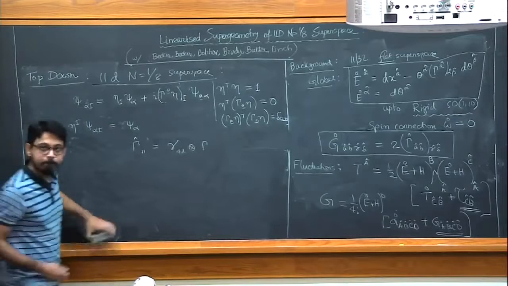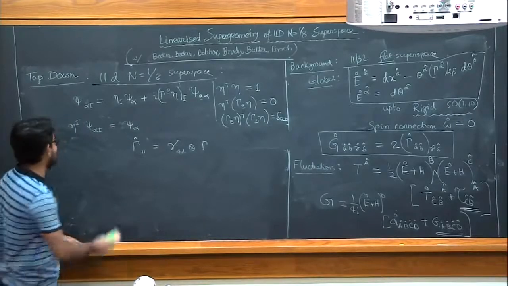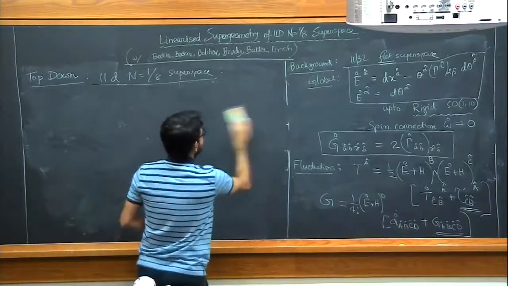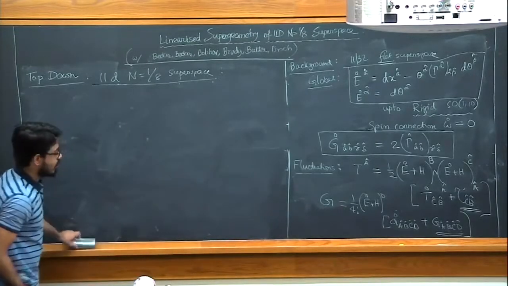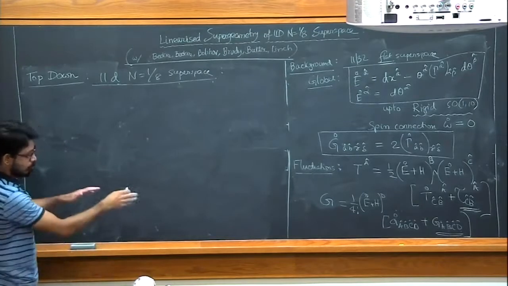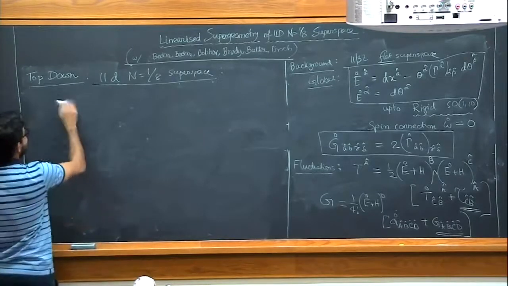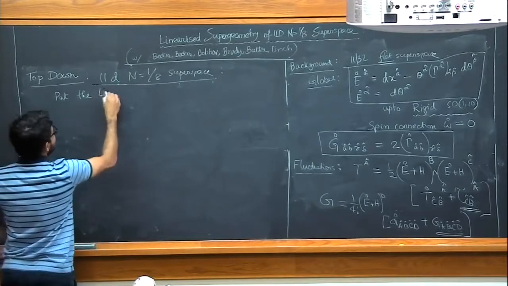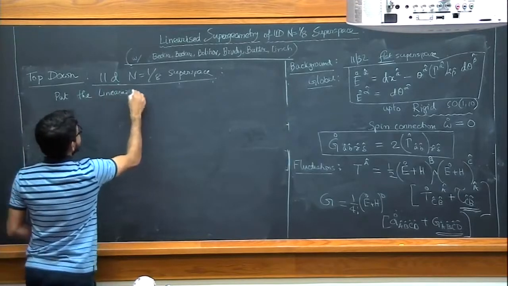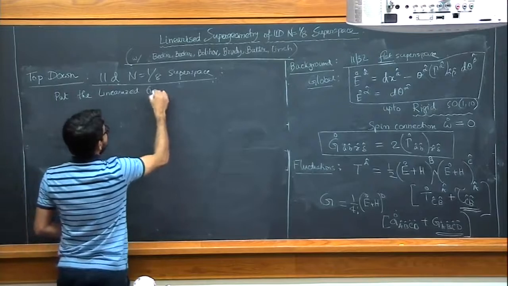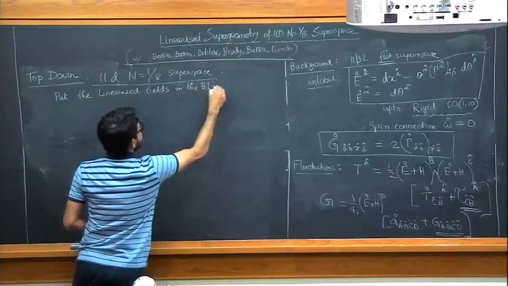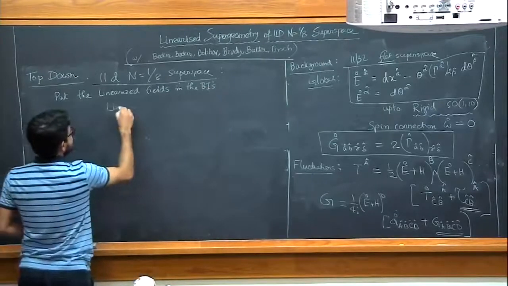I think I probably ran out of time, but I can give you a few basic ideas how to proceed from here onwards. You put the linearized fields in the Bianchis to get linearized Bianchi identities.